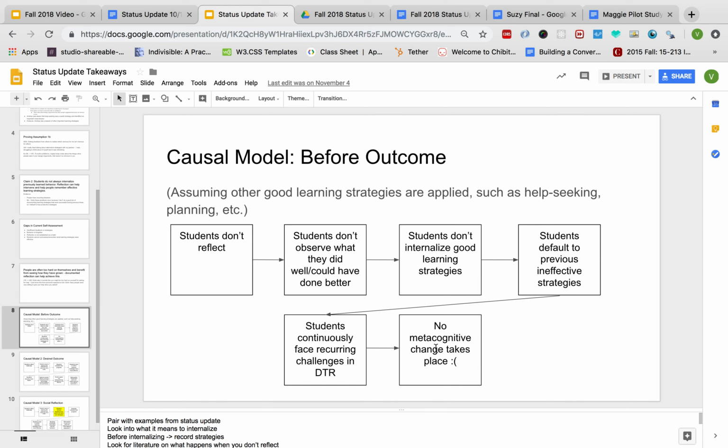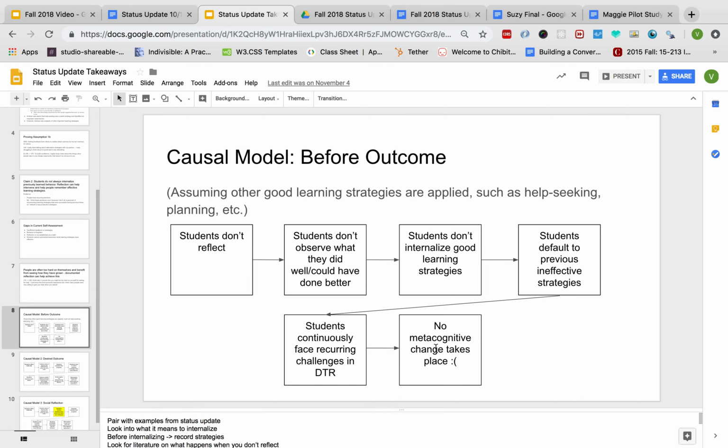So this was the before outcome in which students did not reflect. By not reflecting, they don't observe what they did well or could have done better. They don't internalize good learning strategies and then default to previous ineffective strategies. Afterwards, students continuously face recurring challenges in DTR and no metacognitive change takes place.